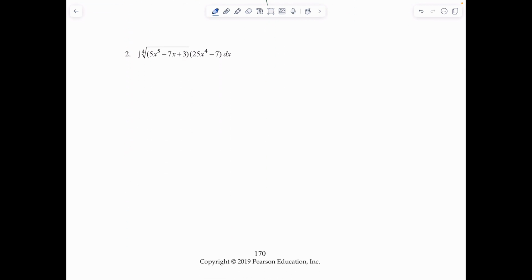Okay, the integral of the 4th root of 5x to the 5th minus 7x plus 3 times 25x to the 4th minus 7. Let's start by substituting u and du. So here, I'm going to substitute u as 5x to the 5th minus 7x plus 3, and du would be the derivative of that, so 25x to the 4th minus 7 dx.